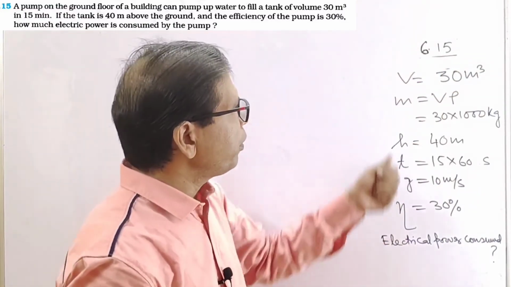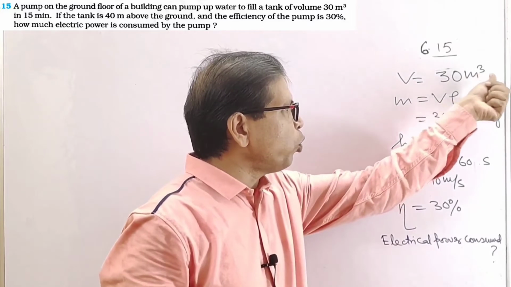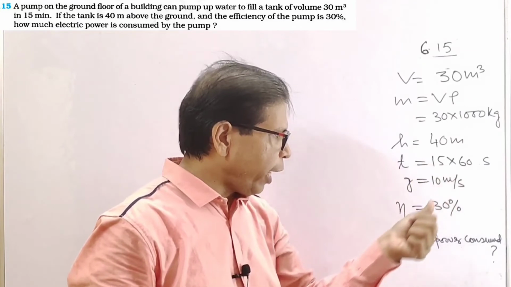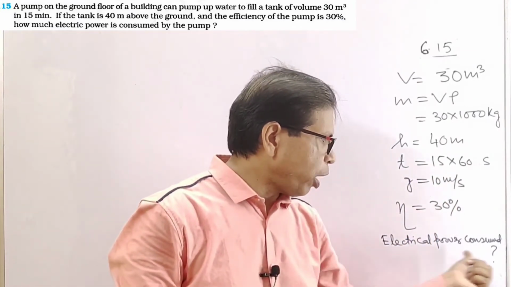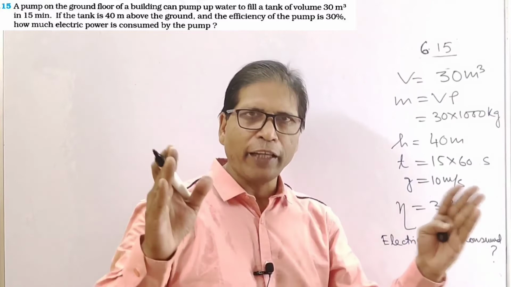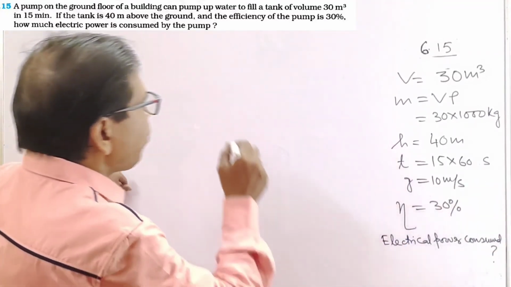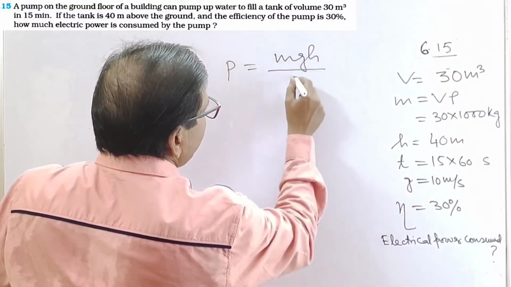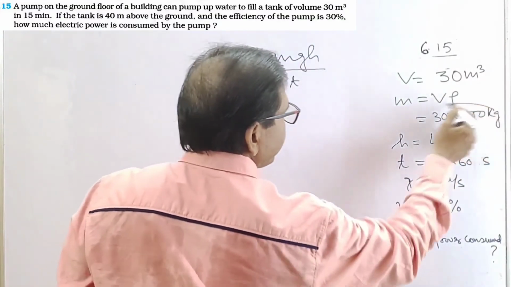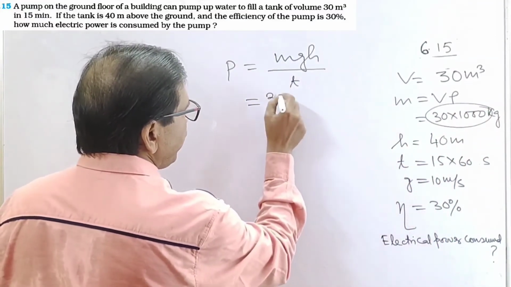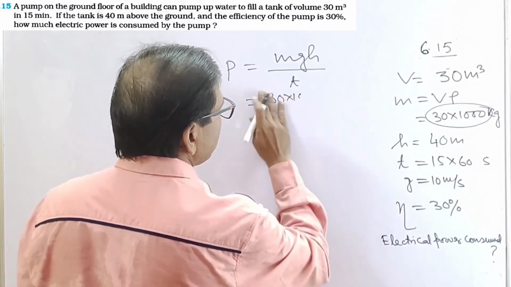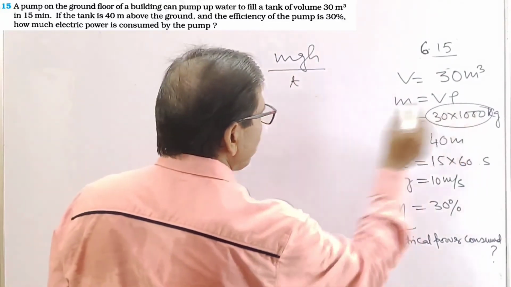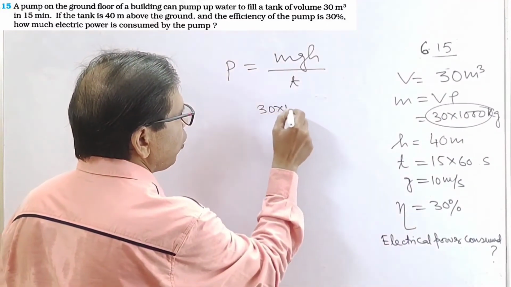Now NCERT 6.15. An electric pump raises 30 meter cube water to a height of 40 meter in 15 minutes. We have to calculate the electrical power consumed if efficiency is 30%. Now power P equals work done by time. So here m is equal to 30 into 1000.